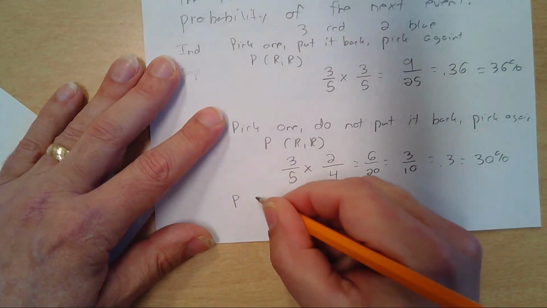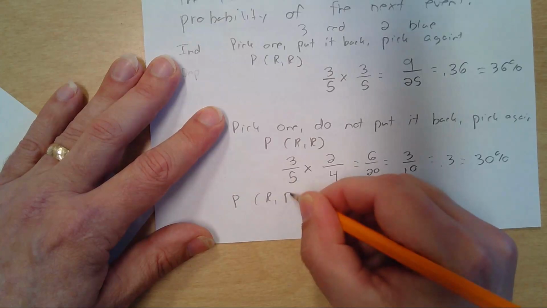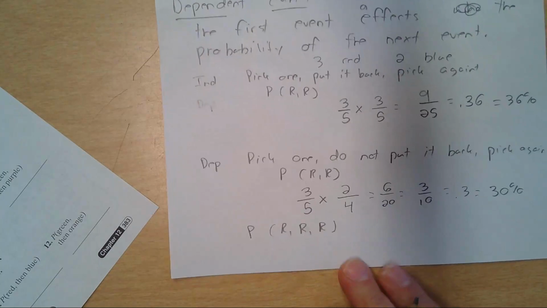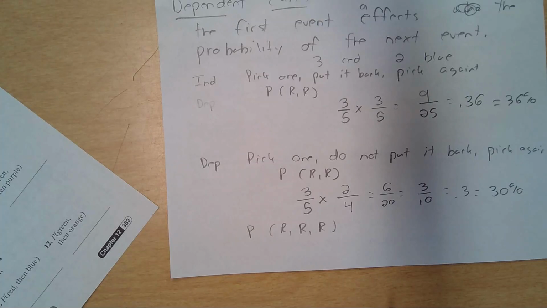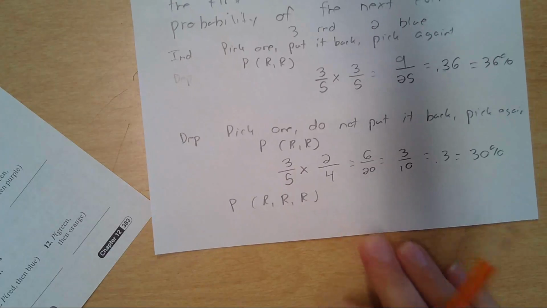Same scenario, one more, and then we'll move on to notes. But what about red, red, red? So independent, what would that look like? You guys set it up real quick on your own. What's the independent probability of getting red, red, red? And then what's the dependent probability of getting red, red, red? You just want it in fractions, right?